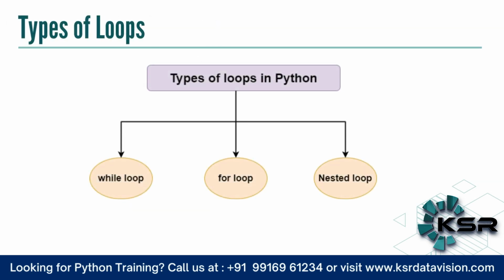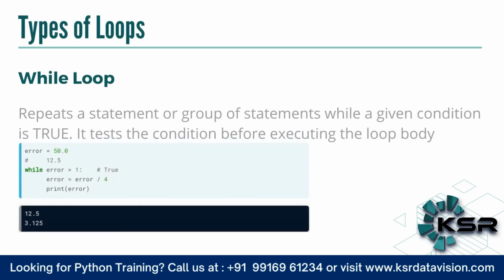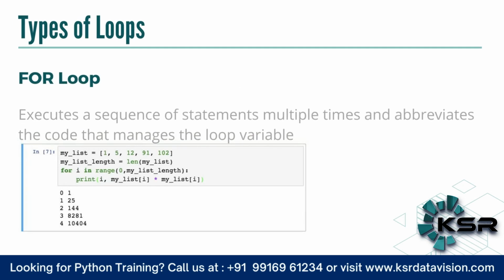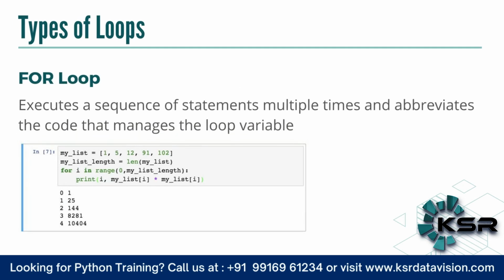Okay, we have two loops actually, for loop and while loop. We have do while loop as well in Python, but it is not usually used. So what is the difference between for and while? While is used to repeat a statement or group of statements while a given condition is true. It tests the condition before executing the loop body. For loop executes a sequence of statements multiple times and abbreviates the code that manages the loop variable. We will look at both of these with examples in Python shortly.